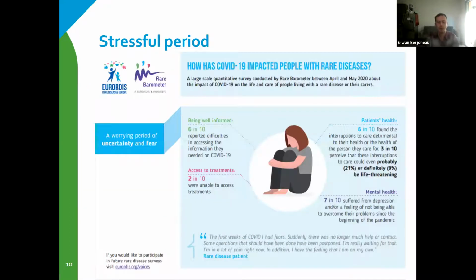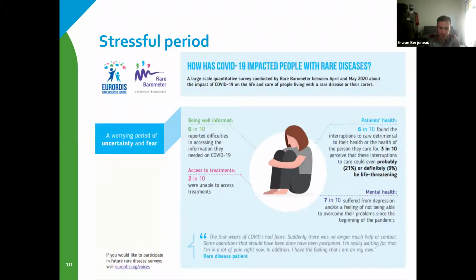The fourth theme that we covered in the infographics is about the fact that it was a very worrying period with uncertainty and fear. We based that on four main topics: the fact that they were not that well informed, that some of them had difficulties in accessing their treatments, that the interruptions of care had a bad effect on patients' health, and that overall the mental health, sorry, was complicated. We have a quote here that says, "The first weeks of COVID, I had fears. Suddenly there was no longer much help or contact."